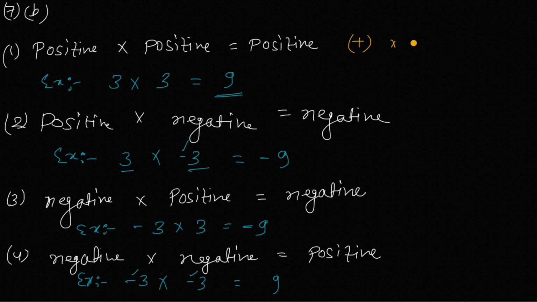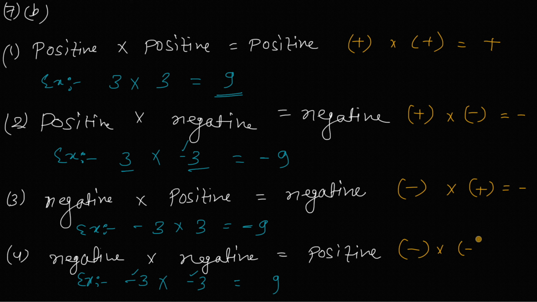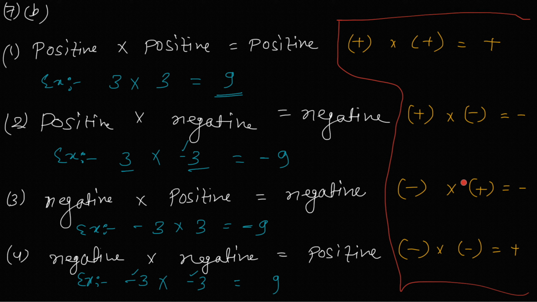positive multiplication positive will give you a positive number, and positive multiplication negative will give you negative. Negative multiplication positive number will give you a negative number. Negative number multiplication negative number will give you a positive number. So these are the very important things. They will come in the next chapter also, and in your higher studies also. So these are the very basic things and important to learn.